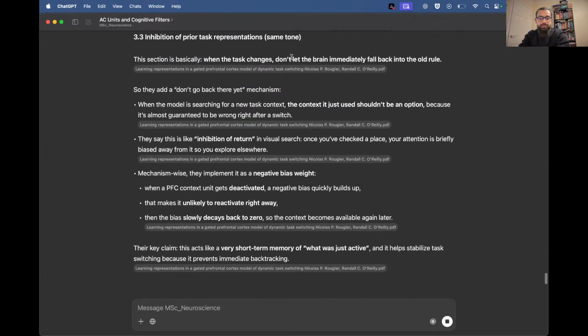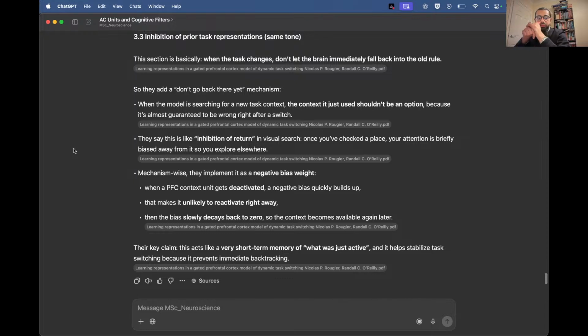When the task changes, don't let the brain immediately fall back into the old one. So inhibition, stopping prior task representations. They added a don't-go-back-there mechanism. When the model is searching for a new task context, the context just used shouldn't be an option, because it's almost guaranteed to be wrong after a switch. They say this is the inhibition of return.